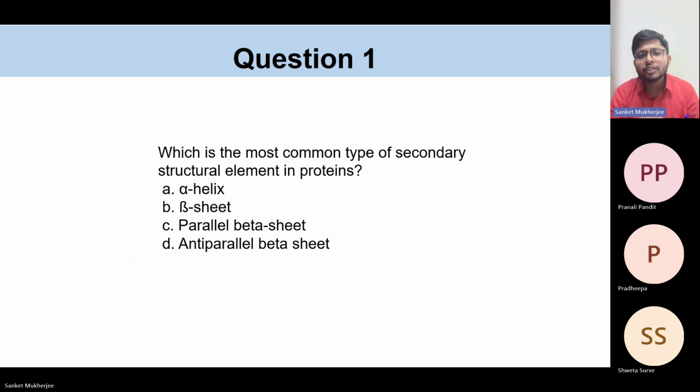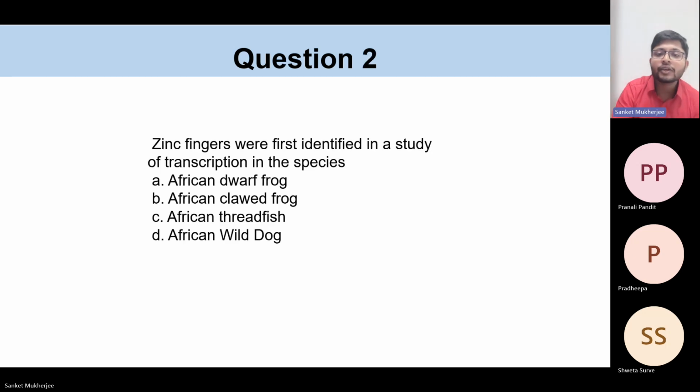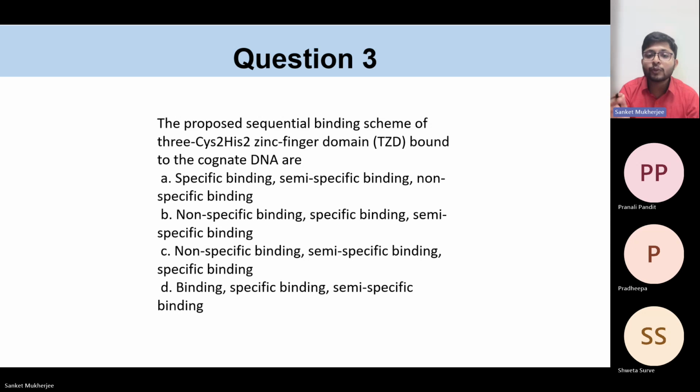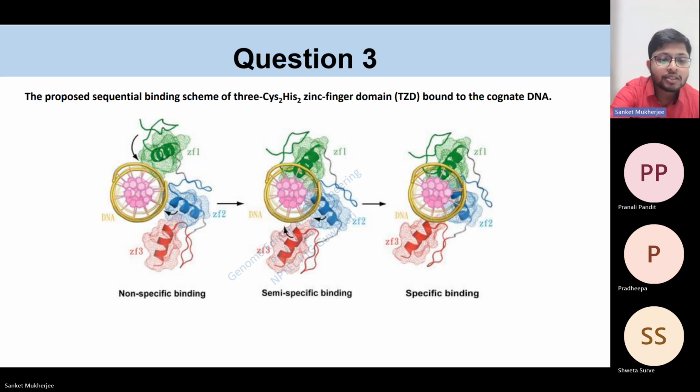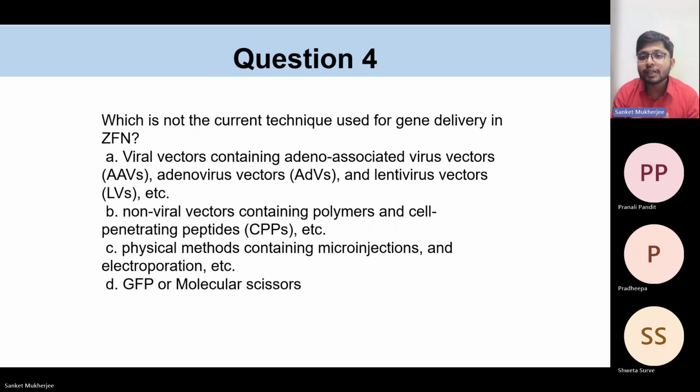The first question was, which is the most common type of secondary structural element present in proteins? That is the alpha helix. Then the zinc fingers were first identified in a study of transcription in the African clawed frog, specifically Xenopus laevis. Then the sequential binding scheme for zinc finger domains is first non-specific binding, then semi-specific binding, and then specific binding. Then which is not the current technique for gene delivery? We discussed GFP or molecular scissors. They are not the current technique.